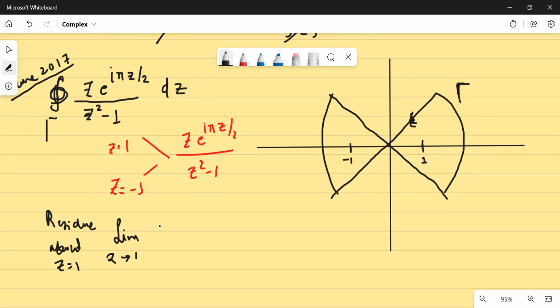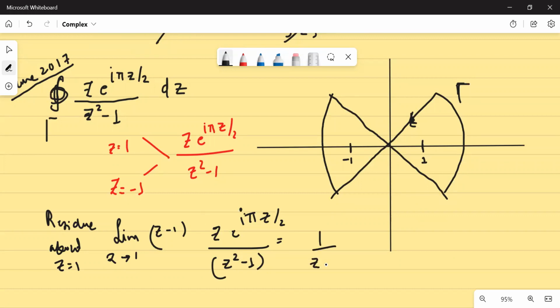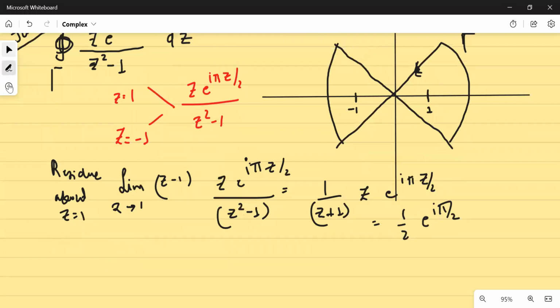The residue about z equal to 1 is the limit as z tends to 1 of (z minus 1) into z e to the power i pi z upon 2 divided by z square minus 1. So you'll get, this gets cancelled, 1 upon (z plus 1) into z e to the power i pi z by 2. So the residue will come out as 1 upon 2 e to the power i pi by 2.